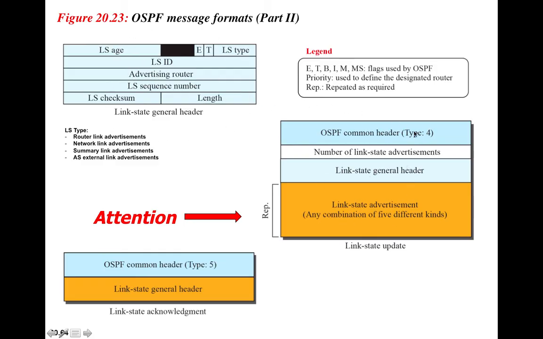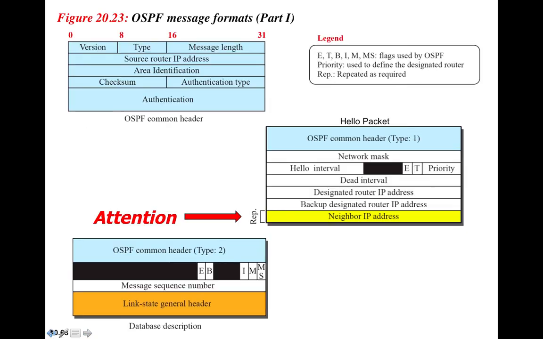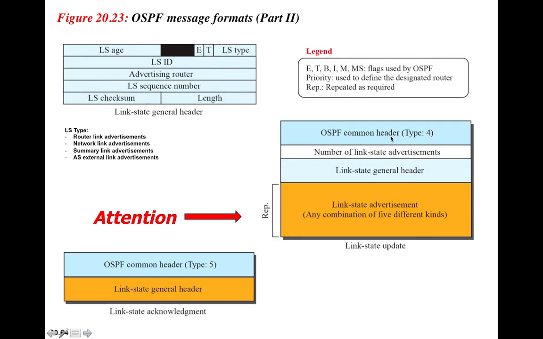You have type 4 packet, which is the LS request, if I'm correct. So let me just confirm it. Type 1 is hello. Type 2 is database description. Type 3 would be LS request. Type 4 would be response. And type 5 would be acknowledgement. That's right. So yes, indeed.